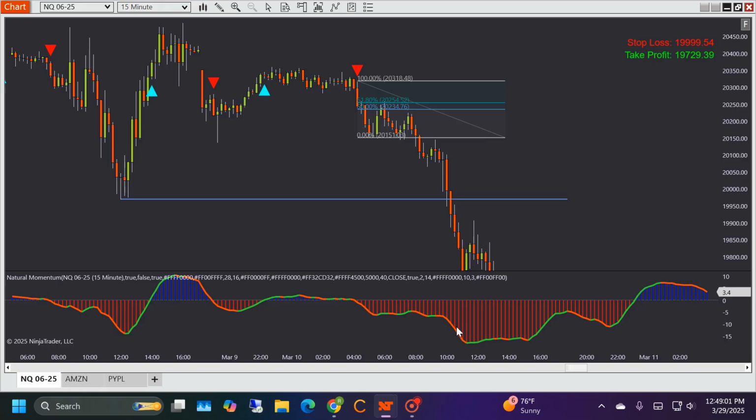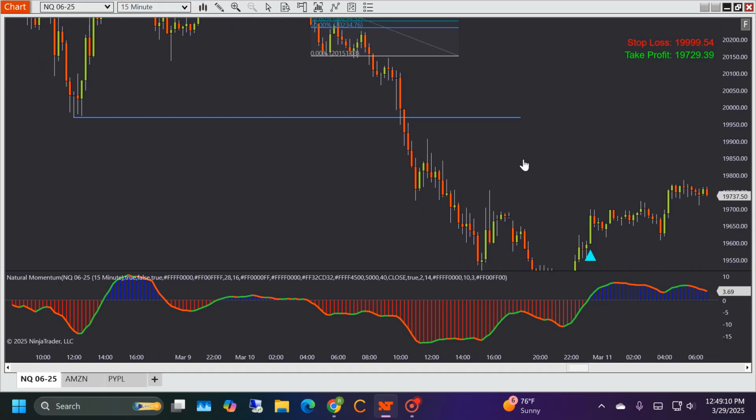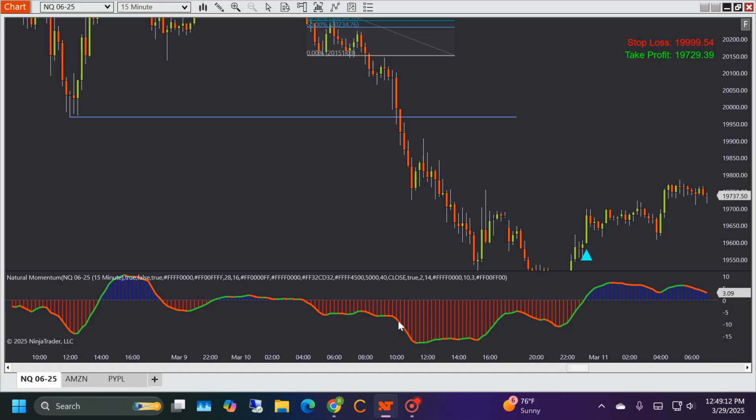But look at the natural momentum. We're well below the zero line. And not only that, we have the line red. So that is telling us there's still downside momentum. So you could certainly take some partials here. Actually, it would have been this candle here with this wick as it goes below there. Take some partials there, but the natural momentum indicator is telling us that there's still strength to the downside with the line being red.